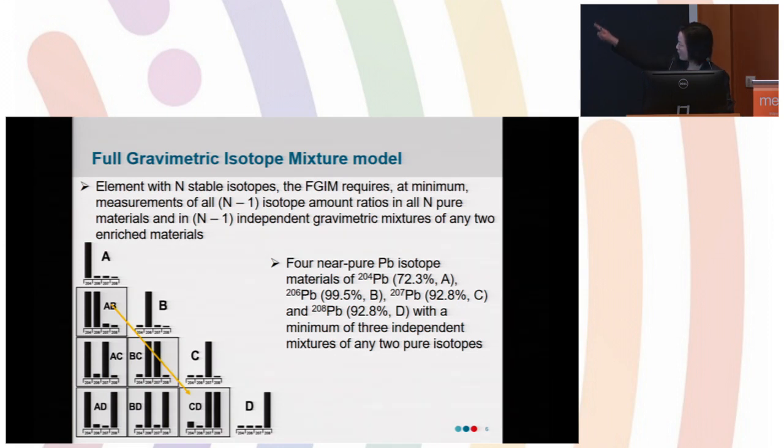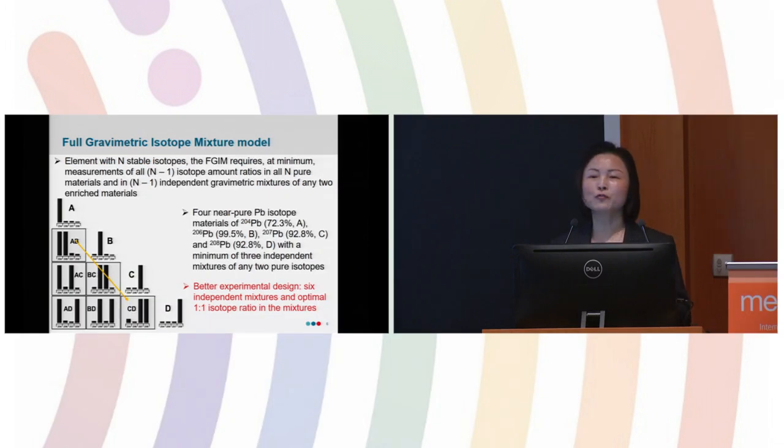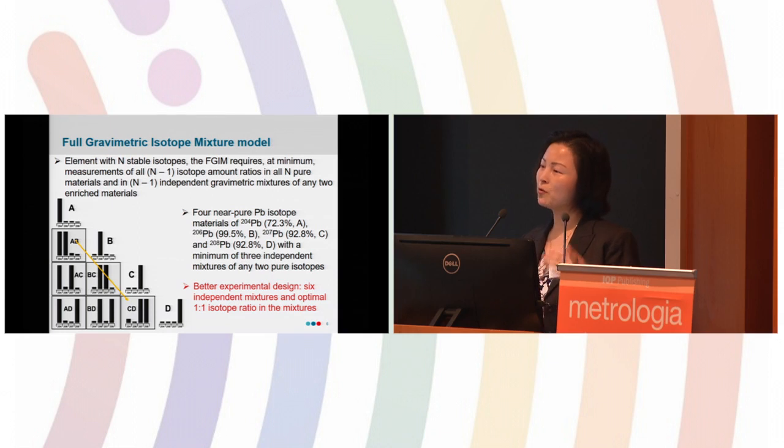For example, you can use AB, BC, CD, or AB, AC, AD, or any three of them can be used to derive all three unknowns. In our study, we chose a better experimental design by using all six independent mixtures and also using an optimum one-to-one isotopic ratio in the mixture. For example, for AB, 204-206, we designed it to have a one-to-one ratio in that particular mixture. I will show you why we're doing this in the results later on.